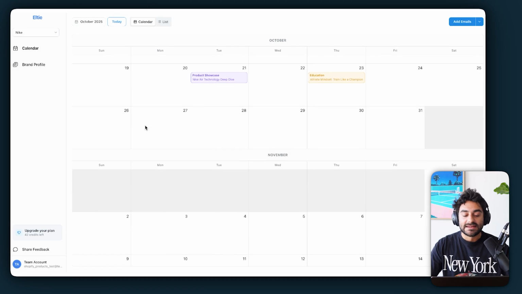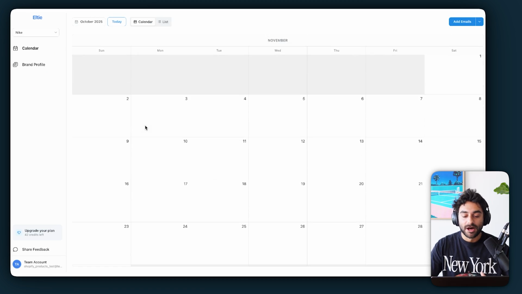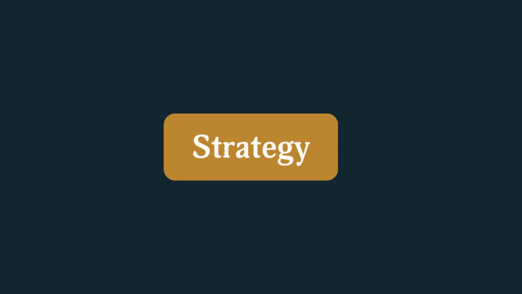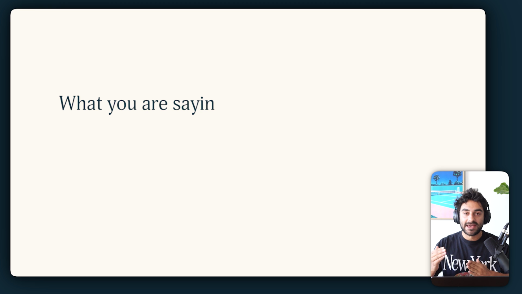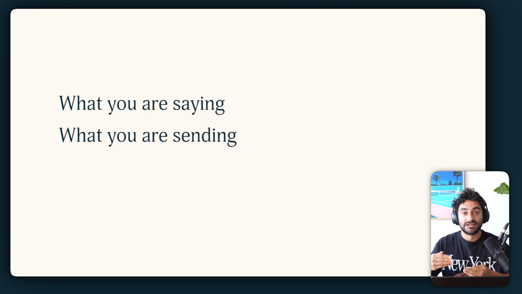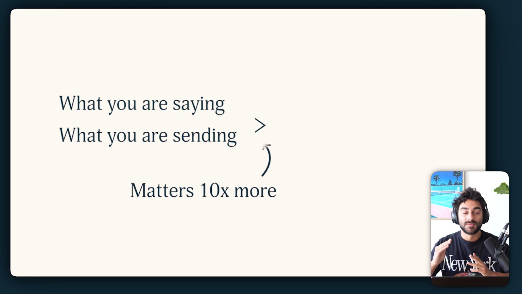All right, now let's talk about the next step when it comes to AI email marketing, and that is strategy. If you've watched any of my other videos, you've probably heard me say that what you are saying in your emails and what you're actually sending matters 10 times more than how you are saying it. So the what is the strategy? What products are you promoting? What offers are you promoting? What are you picking as the actual marketing angle that is going to determine why someone should buy this product?